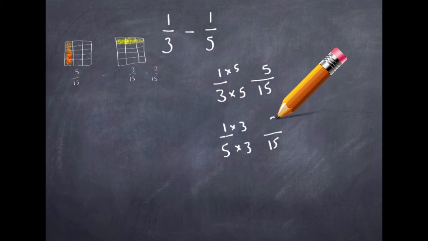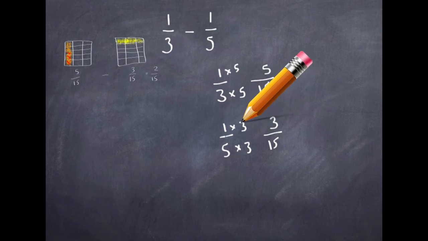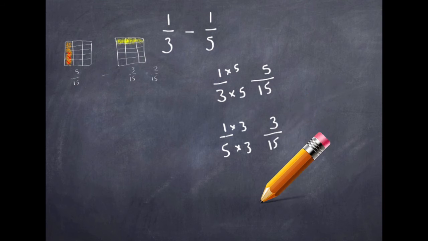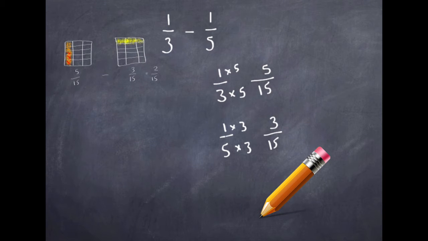1 times 3 gives me 3 15ths, right? Because we had to split it into thirds. So we multiplied it by 3. I know when you hear me say split it into thirds, you might think that means divide, but it doesn't mean divide, it means we're splitting it 3 times, okay?